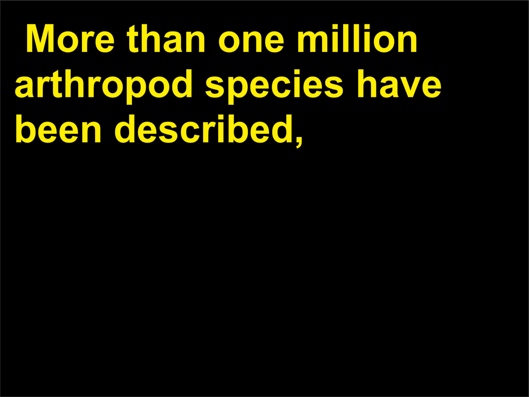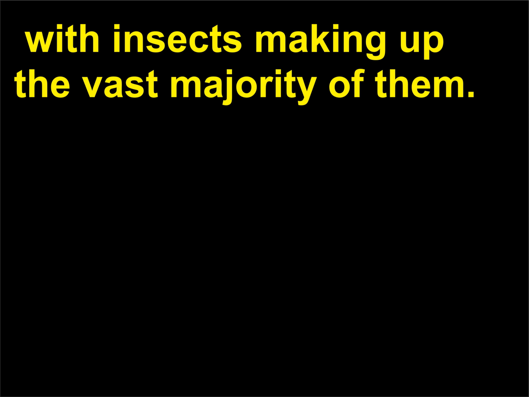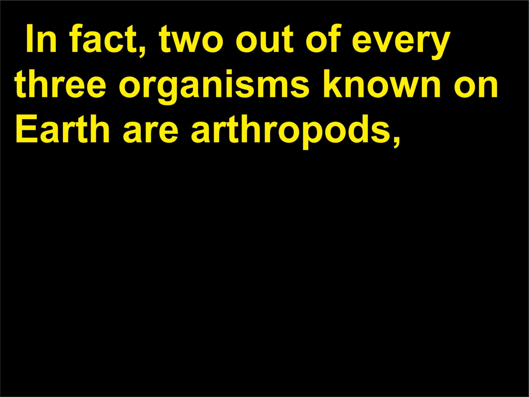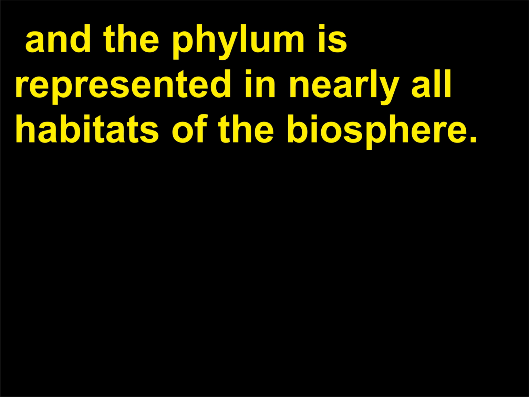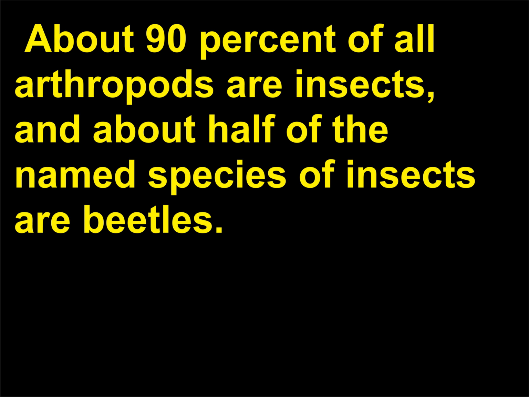More than 1 million arthropod species have been described, with insects making up the vast majority of them. In fact, 2 out of every 3 organisms known on Earth are arthropods, and the phylum is represented in nearly all habitats of the biosphere. About 90% of all arthropods are insects, and about half of the named species of insects are beetles.